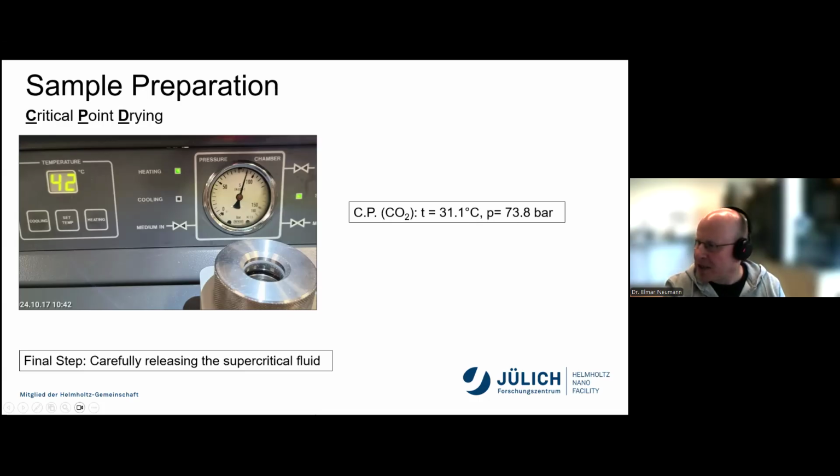This critical point is at 31 centigrade and a pressure of 74 bar. So you go a bit further than that. You go into the supercritical region. You do not want to reach only the critical point, but to go over this point. And after you reach this region in the phase diagram, you carefully release the supercritical fluid until all of this is gone. The needle is at 0 again, and then you can open the lid and remove your dry sample for further investigations.